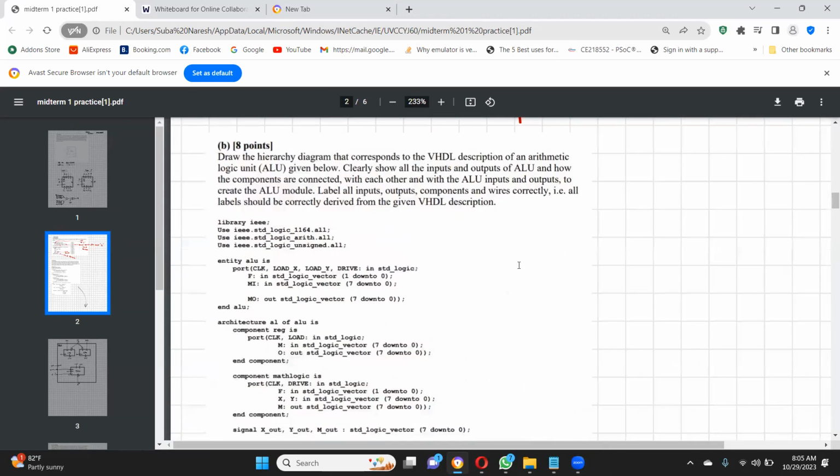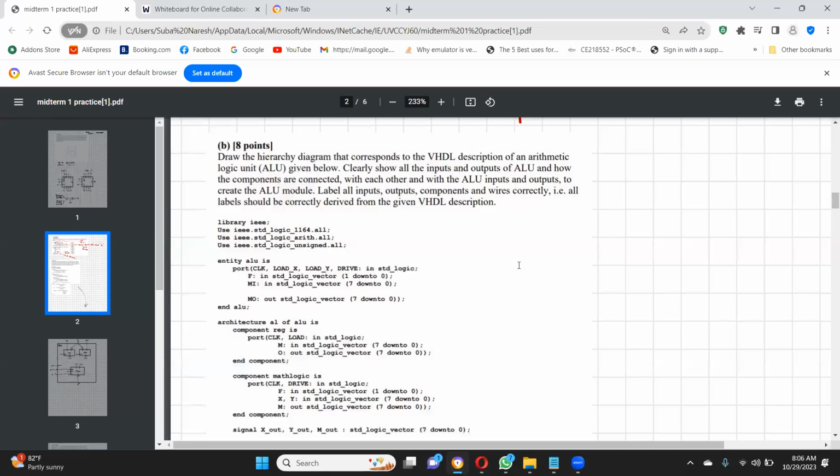Read it. Draw the hierarchy diagram that corresponds to the VHDL description of an arithmetical logical unit. We are going to design an arithmetical logical unit using VHDL. Clearly show all the inputs and outputs of the ALU, and how the components are connected with each other with the ALU input and output to create an ALU module. You are expected to design a complete ALU using VHDL. Label all inputs, outputs, components, and wires correctly. All labels should be correctly derived from the given VHDL description.